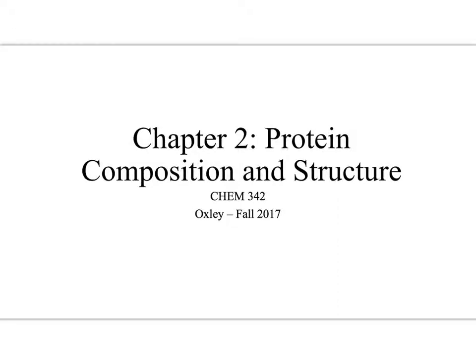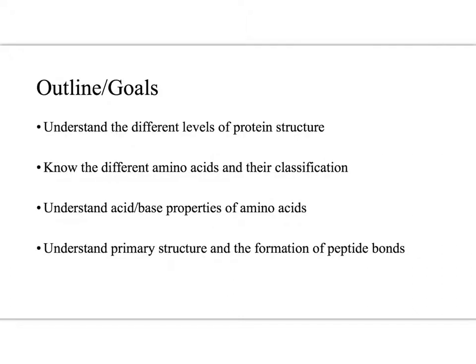In Chapter 2, we are going to explore protein composition and structure. So some of the goals that we have for this chapter: first, to understand the different levels of protein structure, know the different amino acids and their classifications. So we'll look at the functional groups that are present for each of the amino acids, and we will classify these into groups like polar or nonpolar.